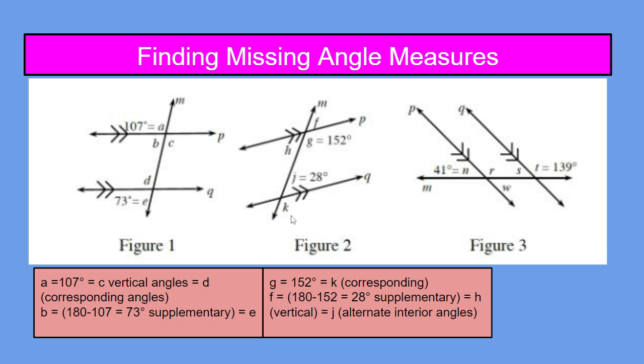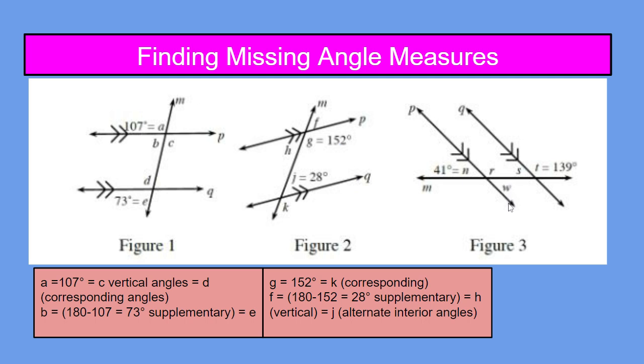And then when we go down here to the other parallel line, with this transversal, we see that J is 28 degrees, which is what F and H were. And K is going to be supplementary to J, so we could do 180 minus 28 to give us 152 degrees. And that also shows that K is congruent to G at also 152 degrees.